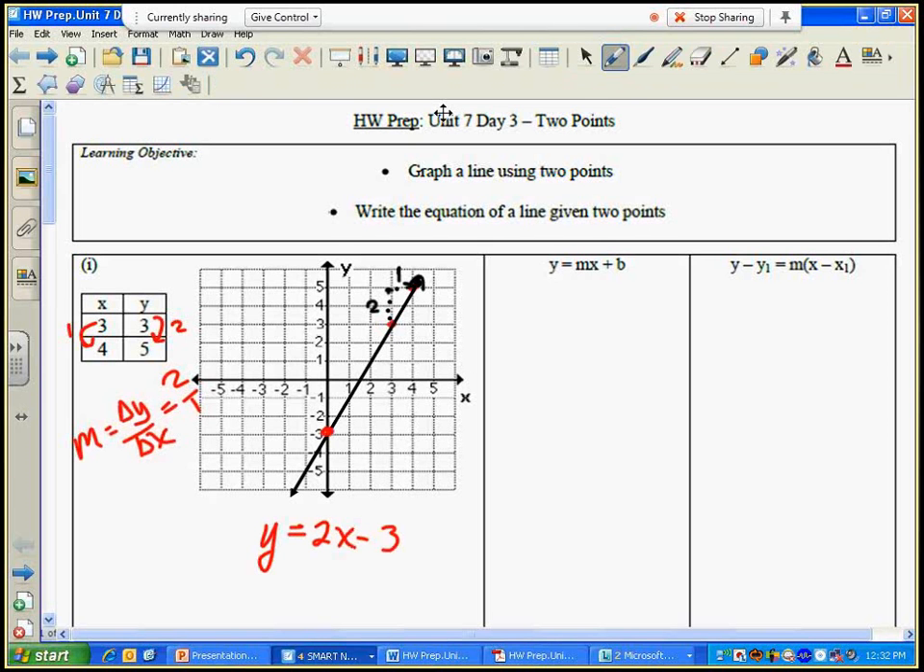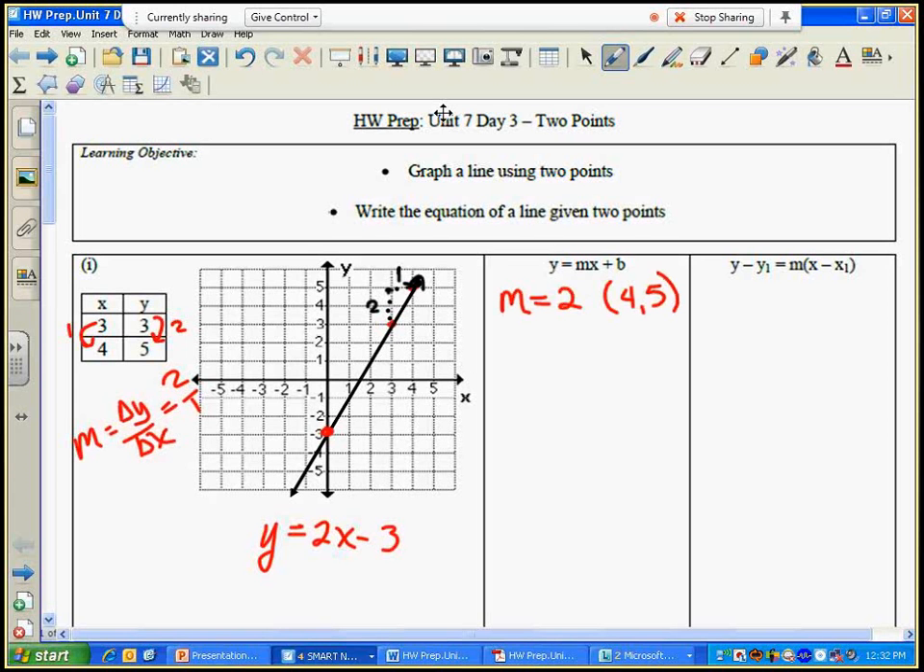Well, I want to show you in this next little column how to figure that out without the use of a graph. So here's another path. All you have to do is this. You have to find the slope. Well, we found the slope using the table or the graph, so we know that the slope is 2. Next, you have to use one of your ordered pairs. It doesn't matter which one, the (3, 3) or the (4, 5). I'll use the (4, 5).